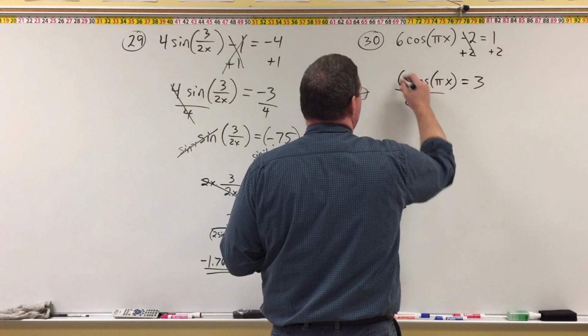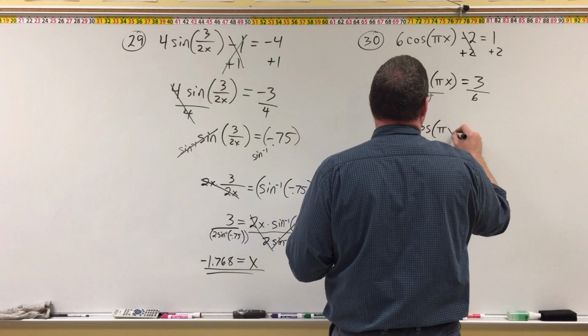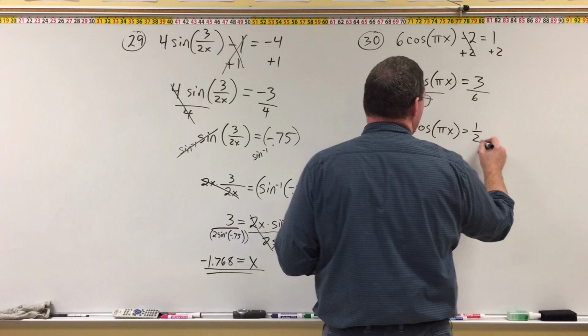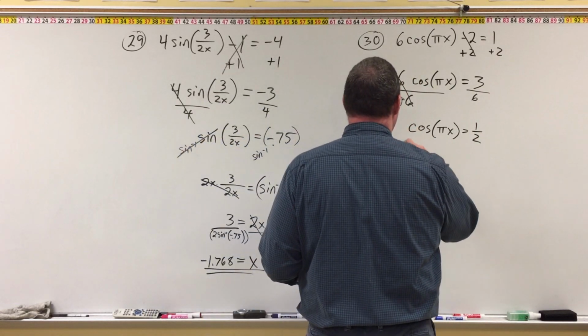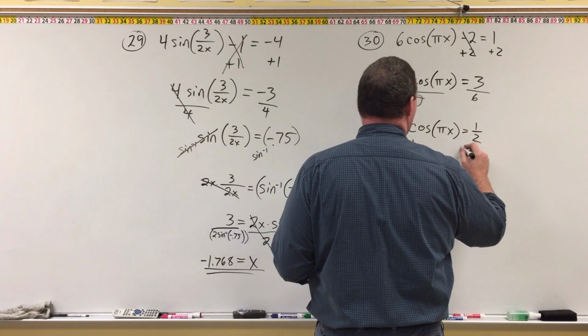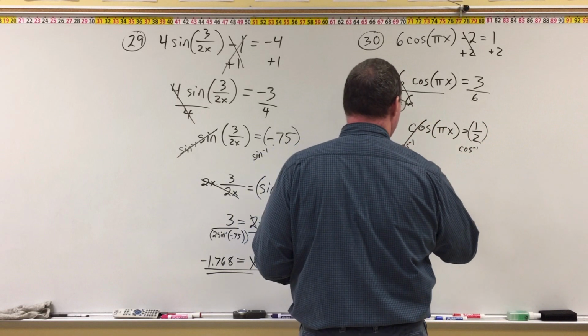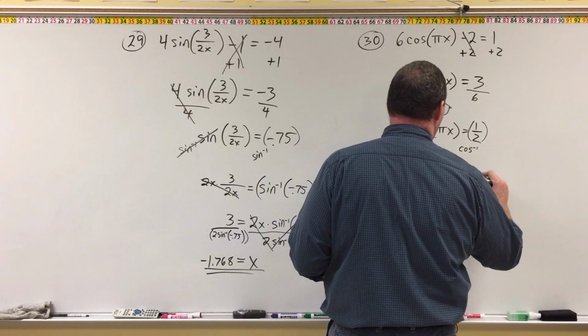Now we're going to divide by 6 on both sides, divide by 6, and I get cosine of pi x is equal to 3/6. Isn't that the same thing as 1/2? Now all I have left on the left is cosine. So I'm going to do cosine inverse of this, cancel the cosine. Now I have pi x is equal to cosine inverse of 1/2.